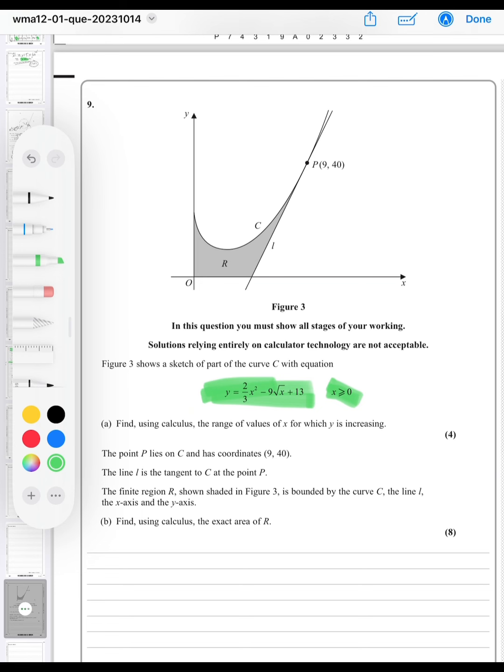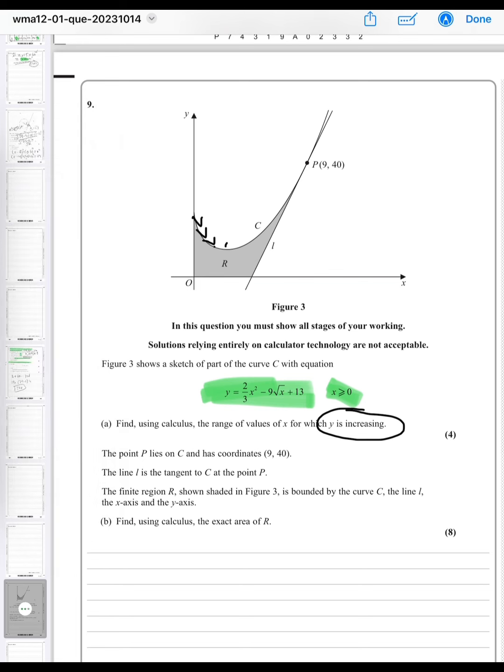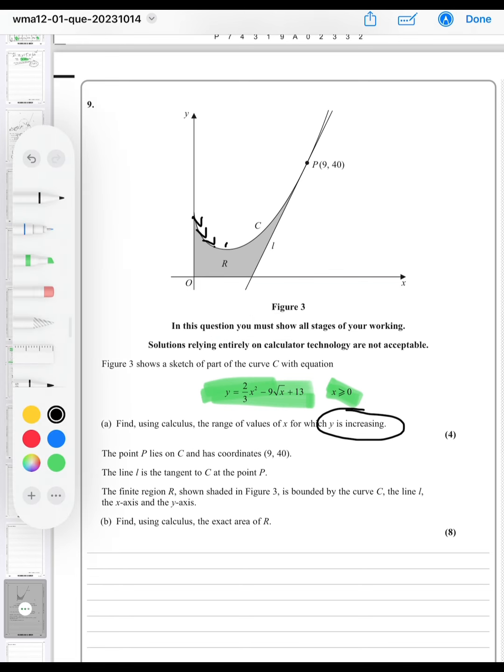Okay. If we look at the curve, the restriction which they made here is that we have to find the values of x for which y is increasing. So first of all we have to identify the point from where y is increasing. You can see that y is decreasing, and this is the point after which it's increasing.